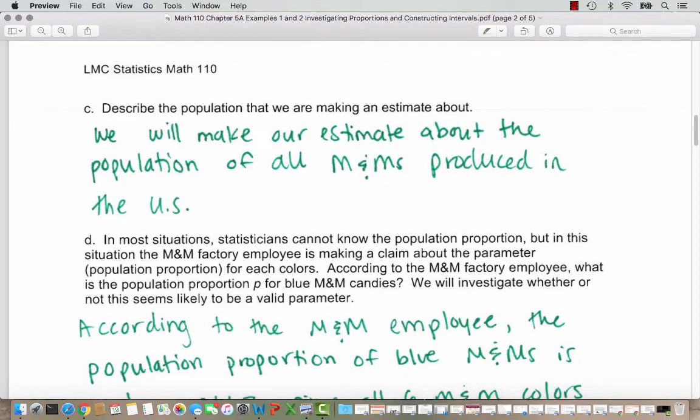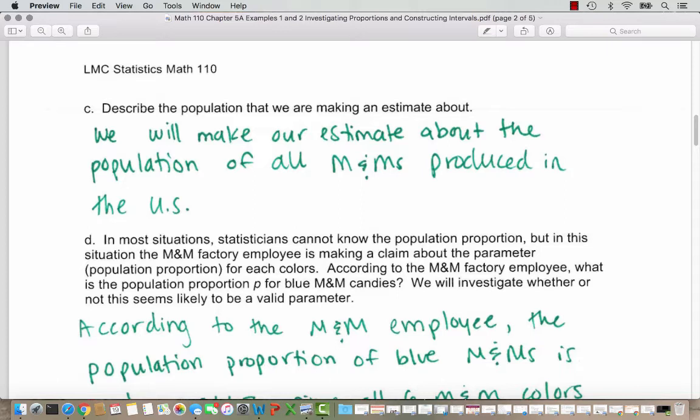So we want to describe the population that we are making an estimate about. We are going to make our estimate about the population of all M&Ms produced in the U.S. You might want to get more specific. If you have a bag of M&Ms in front of you, you could figure out what factory it came from and say that's the population you're going to make a prediction about. So for now, we'll say our prediction is about all M&Ms produced in the U.S.